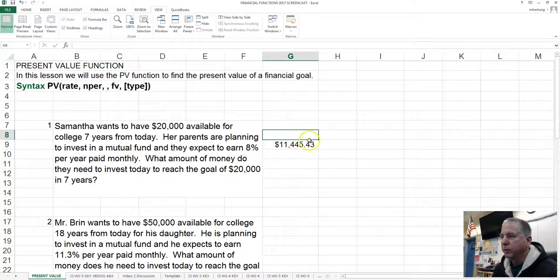And there it is, $11,445. That's how much we would have to invest today, or Samantha would have to invest today, along with her parents, at 8%, compounded monthly, to end up with $20,000 7 years from today.